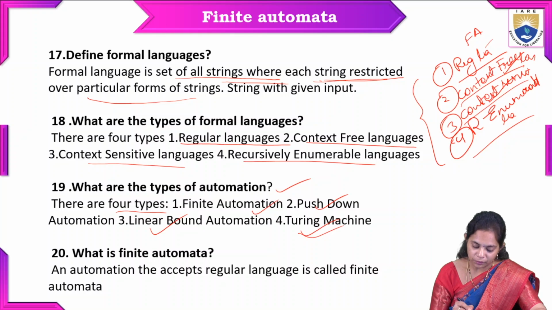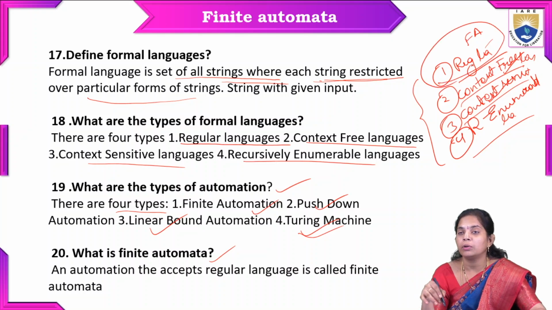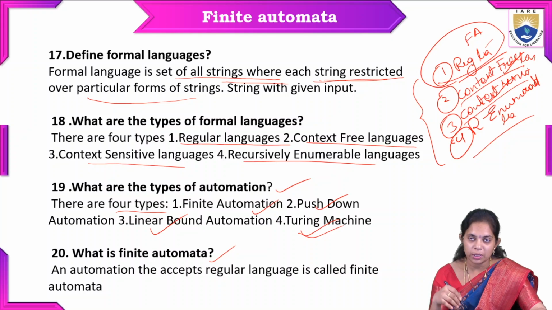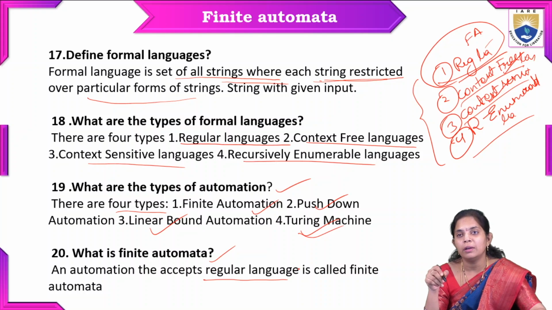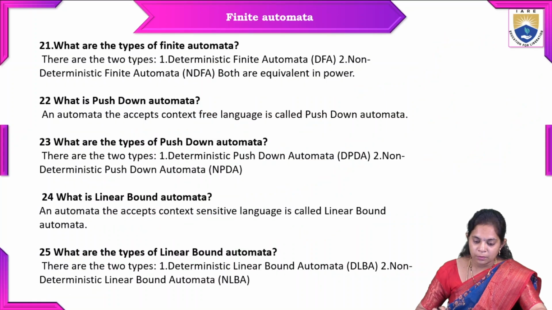And what is the finite automata? A finite automata is an automata that accepts the regular languages. Here we have four types of formal languages, and for that we have four types of automata. The first one is finite automata, which is nothing but the one which accepts the regular languages.